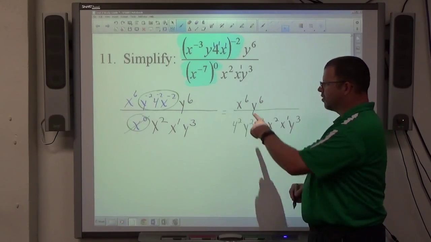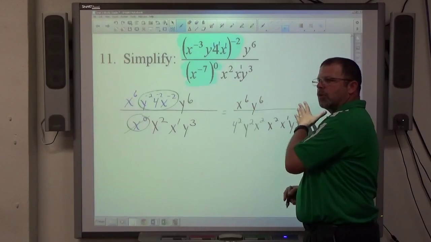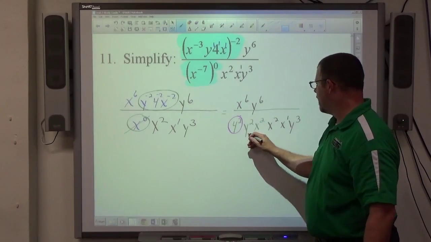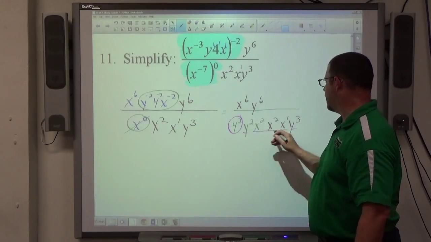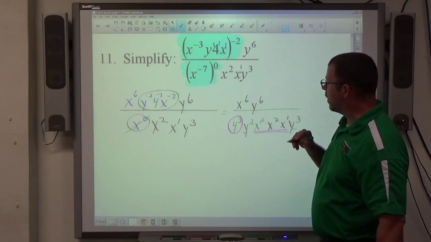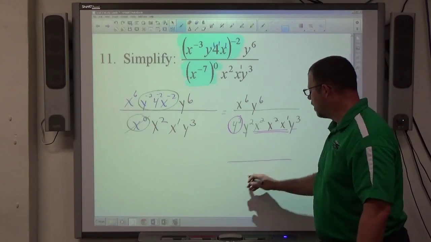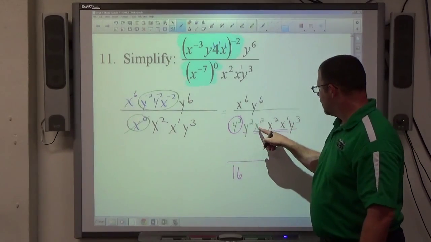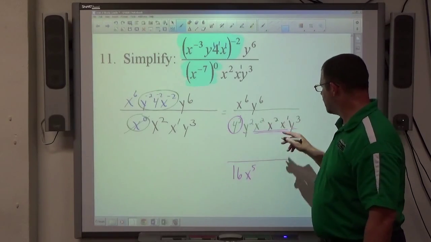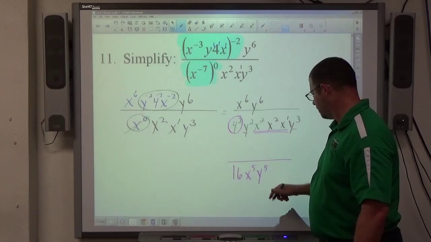Next part of the process, 1x on top, 1y on top. The top is perfect. The bottom, I've got a power I've got to evaluate. I got too many y's, I've got too many x's. So I'm going to multiply the x's and y's and evaluate the numerical expression on the bottom. So 4 squared is 16. 2 plus 2 plus 1 is 5, total for x. 2 plus 3 is 5, also total for y.